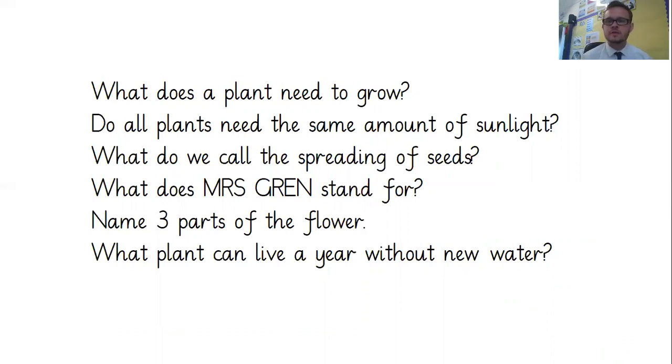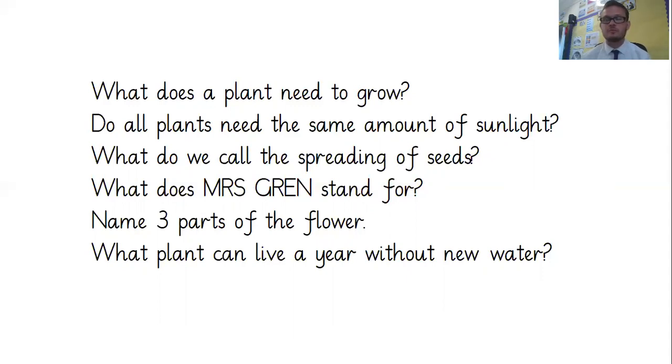What do we call the spreading of seeds? Well, I don't know if you said seed dispersal. What does MRS GREN stand for? Movement, respiration, sensitivity, growth, reproduction, excretion, don't giggle, and nutrition. Brilliant. Can you name any three parts of a flower?